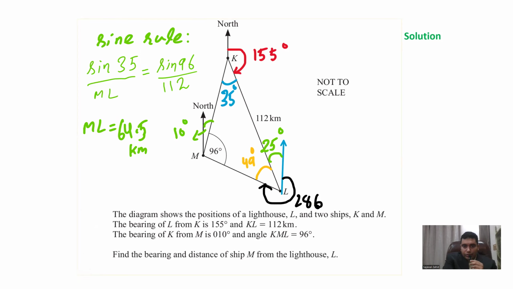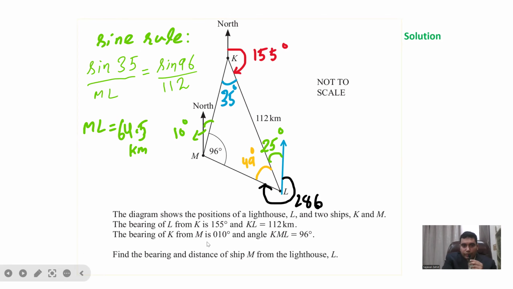The bearing of L from K is 155. That means the north will be on K. So there is already a north on K, and you go clockwise till you reach the line joining K and L, and that is 155 degrees. KL is equal to 112. It's already labeled there. Fine.